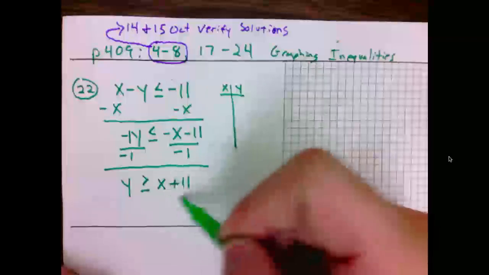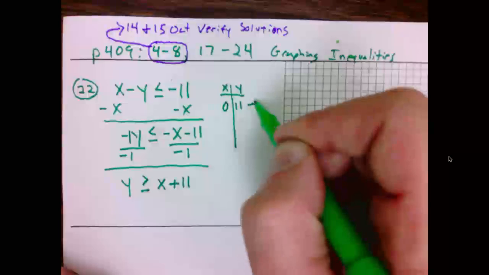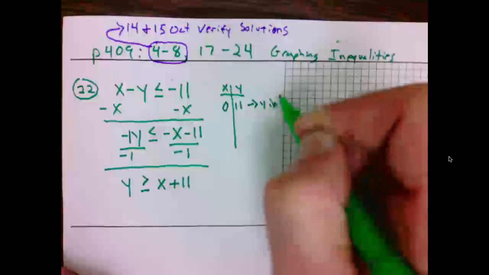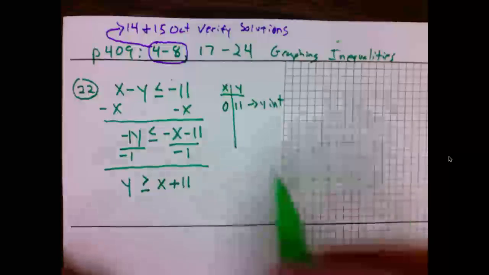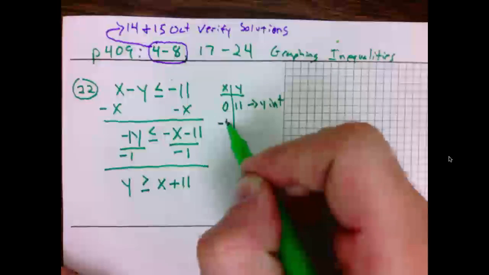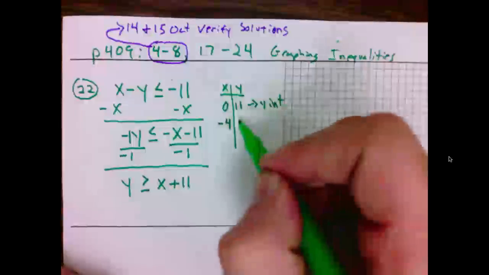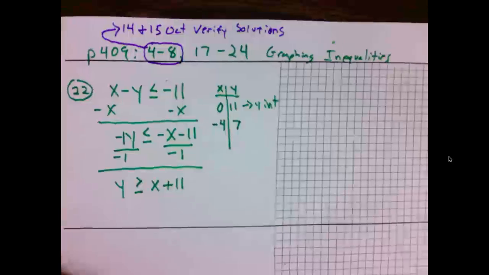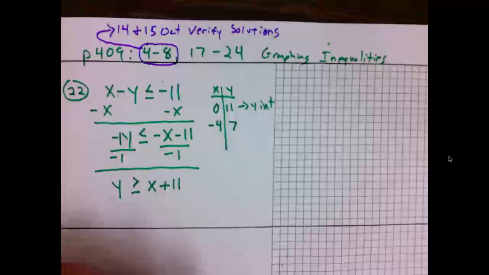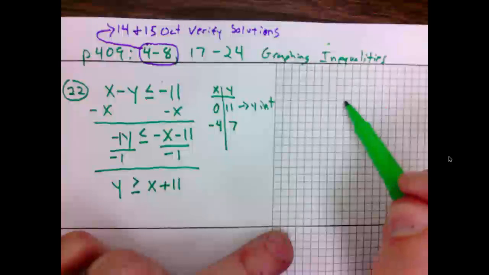One point I can see immediately, 0 pairs with 11. This is my y-intercept. Now I can substitute any value for x and find the corresponding value for y. I'm going to use negative 4. Substituting negative 4 for x, negative 4 plus 11, that's 7. So we have the points 0, 11 and negative 4, 7. Let us graph those.